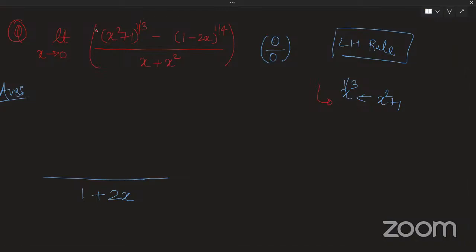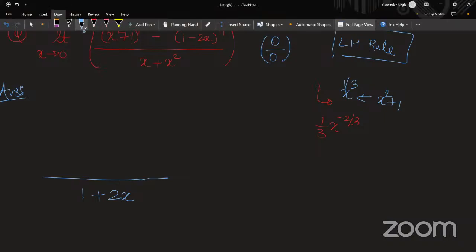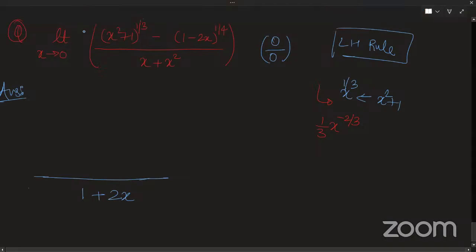1 by 3 x raised to minus 2 by 3. Are you sure it will be minus 2 by 3? Yes, 1 by 3 minus 1, right? But what will be the term that comes over here? In place of x, 1 by 3 (x square plus 1) raised to minus 2 by 3, sir. Great work. Minus 2 by 3.